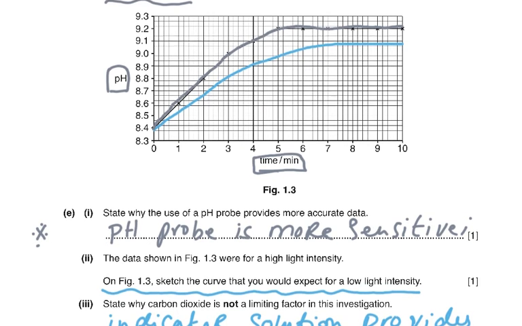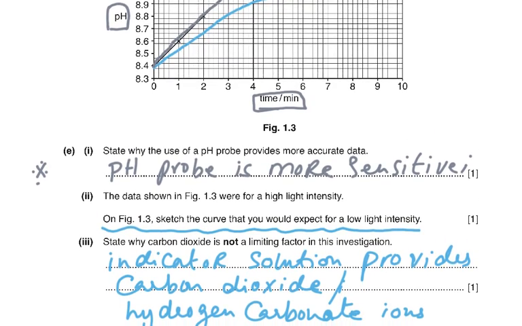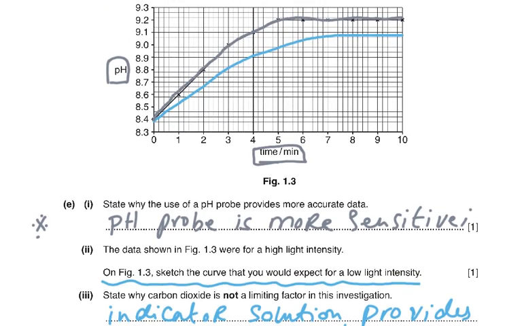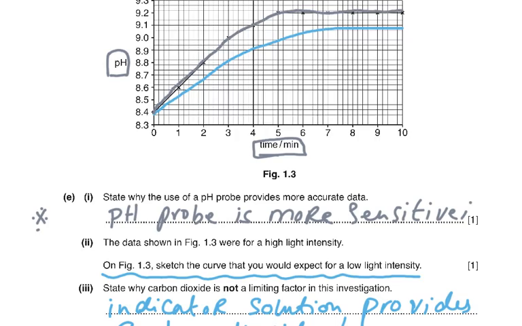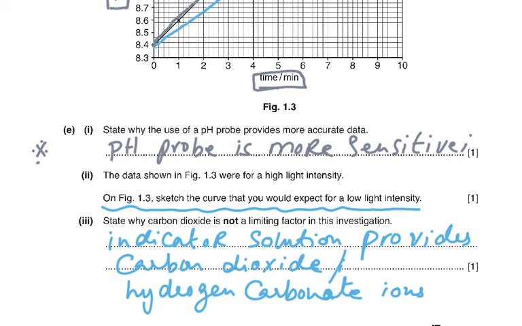The data shows in figure 1.3 for a high light intensity. On figure 1.3, sketch the curve that you would expect for a low light intensity. Now I've sketched the curve in blue here, and so it will be to the right of the curve, and it will be from 0 to 10 minutes, and this is what would get you your 1 mark for that curve, which I have drawn in blue on the graph.